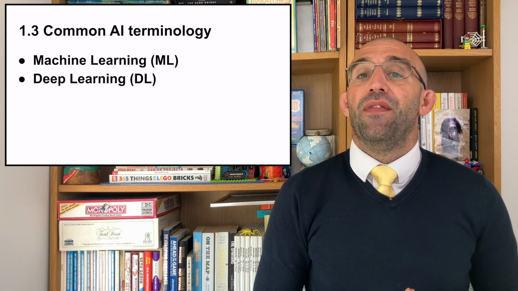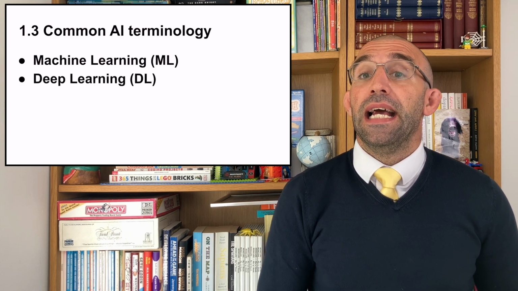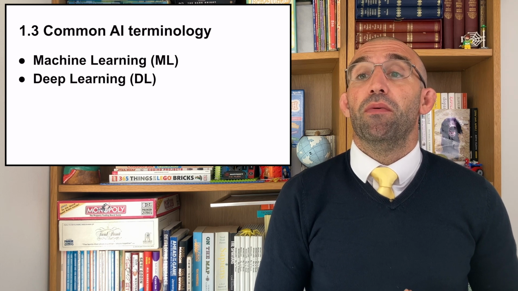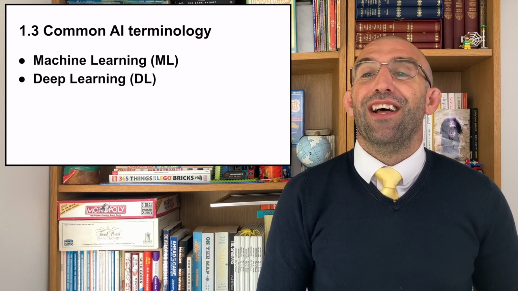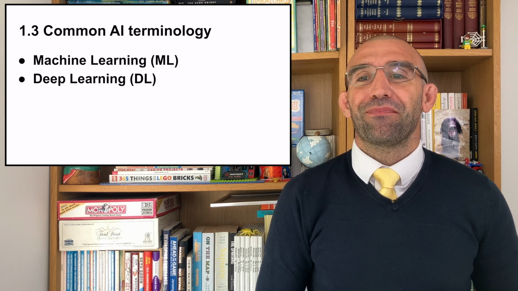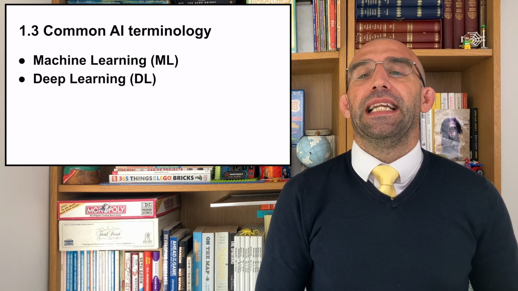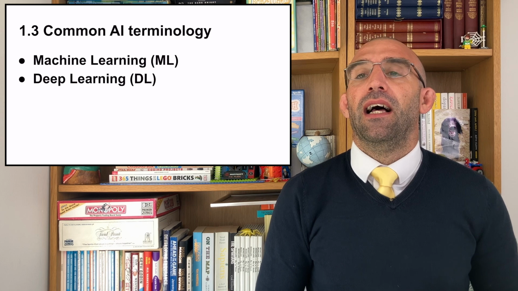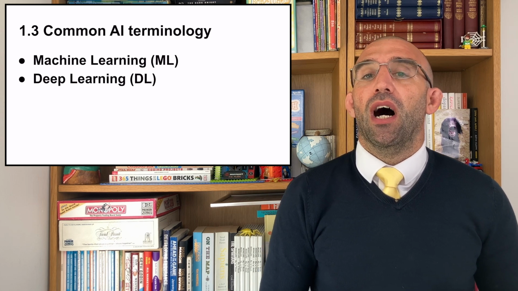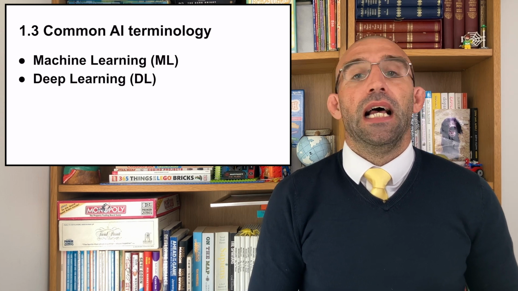Deep learning. This is a subset of machine learning inspired by the structure of the human brain, or more specifically, the neural networks within it. Deep learning is particularly good at processing complex data like images, audio, and large amounts of text.